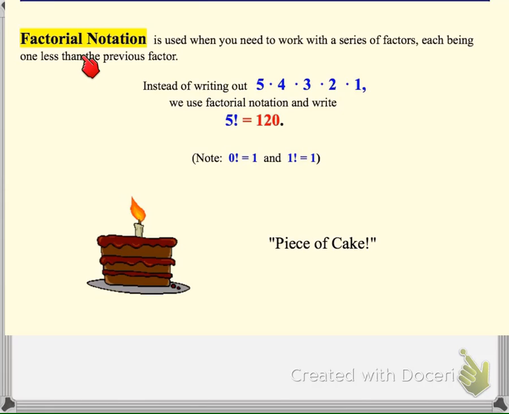Now I talked to you a little bit about factorial notation. That was that 4 with the exclamation mark. This time it's 5 with the exclamation mark. Factorial notation is used when you need to work with a series of factors, each being 1 less than the previous factor. So instead of writing out 5 times 4 times 3 times 2 times 1, we use factorial notation and we write 5 factorial equals 120. Now, this is interesting. I'm going to show you why in a minute. 0 factorial is equal to 1, and 1 factorial is also equal to 1. Let's look at why.